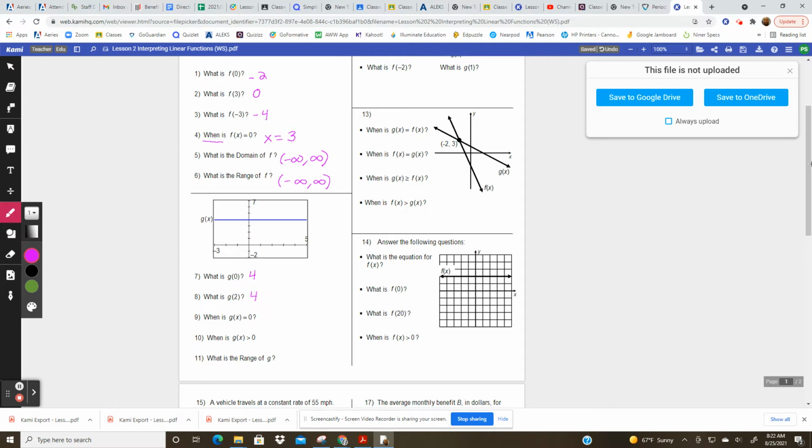And then here's that kind of funny one where it's when. So we want to know what x value gives us an output of 0. So when will it reach a y value of 0? So when will it cross the x-axis? It never will. So for that one, the answer would be no solution. You can either write an empty set, or you can actually write in no solution.